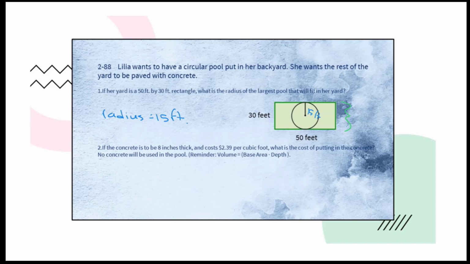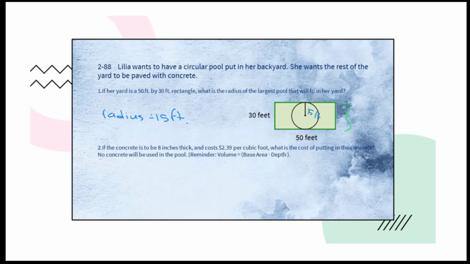Okay, then it says, if the concrete is to be 8 inches thick and cost $2.39 per cubic foot, what is the cost of putting in the concrete? No concrete will be used in the pool. And then a reminder as to what the volume of this shape would be: base times height times depth.